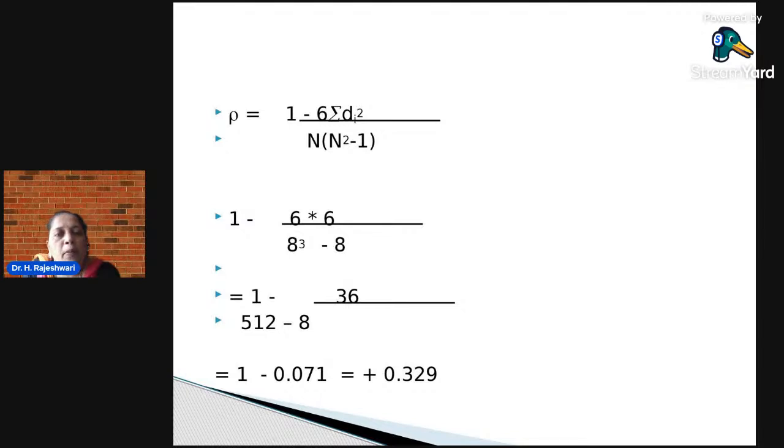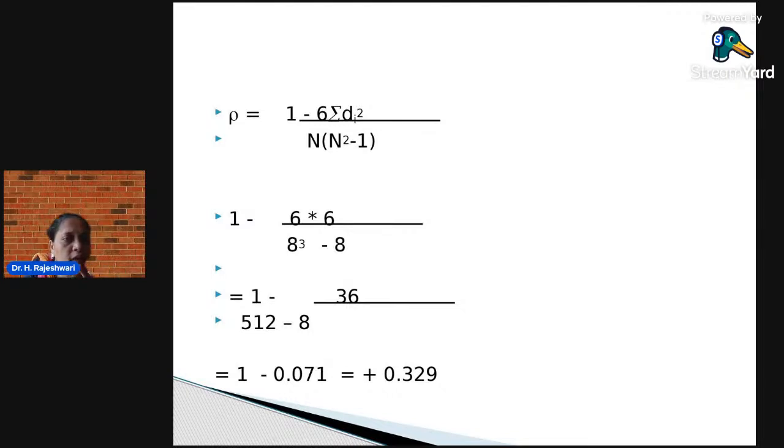Now you apply the formula. The formula is rho equal to 1 minus 6 sigma D square divided by n into n square minus 1. 1 as it is you have to write, minus 6 into sigma D square is 6, multiplied 6 into 6, divided by n, where n is number of paired observations. Paired means because we are getting x and y both. So we call it as the paired observation. Number of observations here is 8. So 8 cube minus 8.